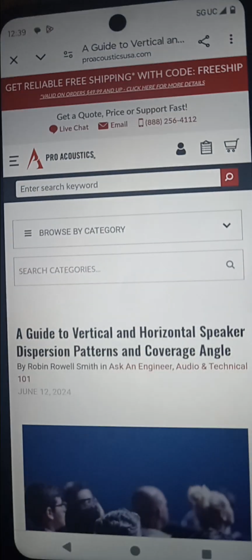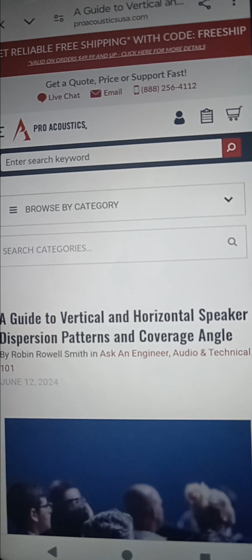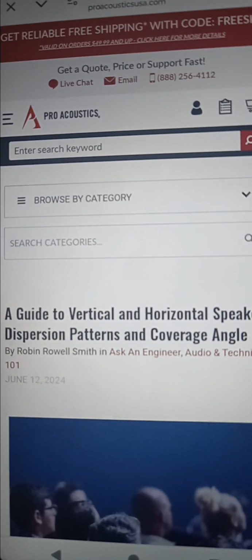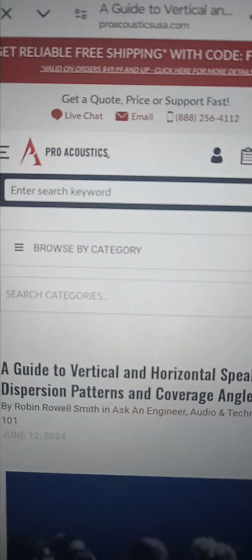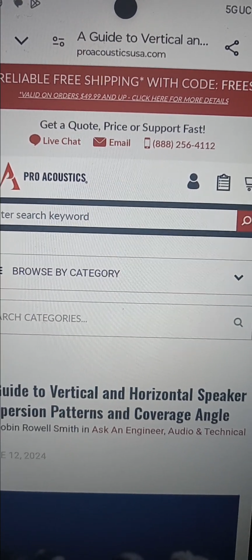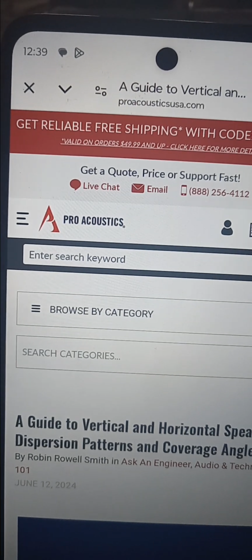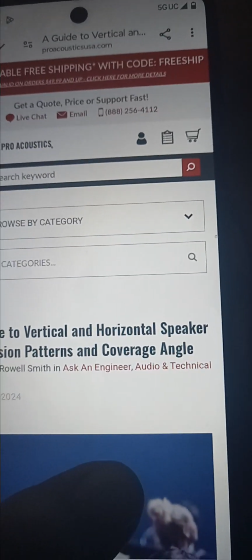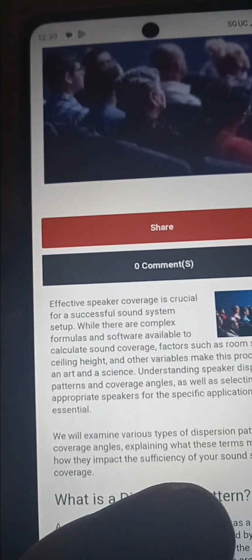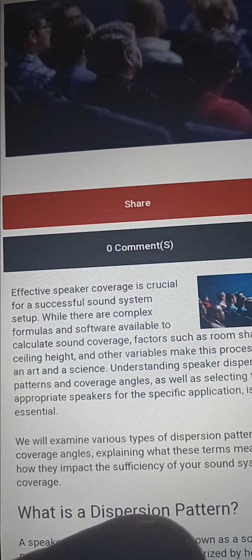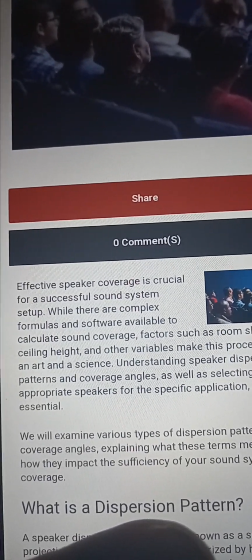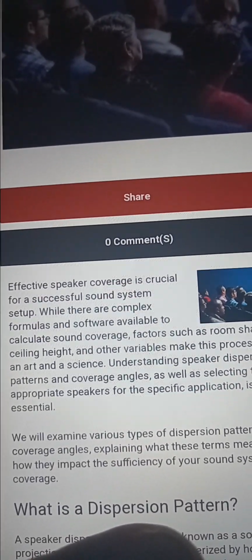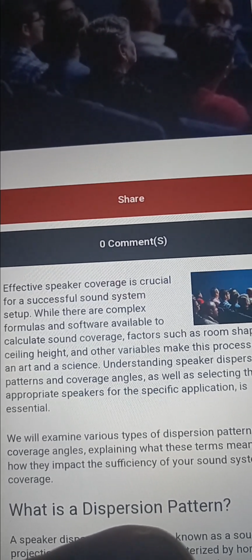Here you guys go. Check this out. A guide to vertical and horizontal speaker dispersion patterns and coverage angles. This has been posted in here in 2024, and these are people who study like Dolby Audio, Dolby Sound, 3D sound dispersion, calculate sound coverage. Hey, that sounds like what AI could do really good here, huh?